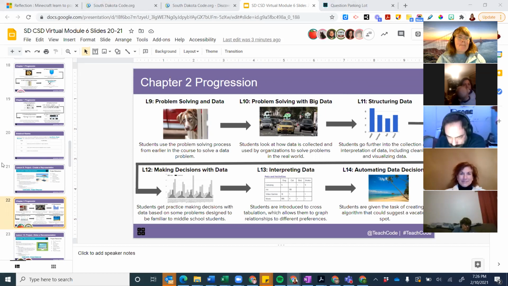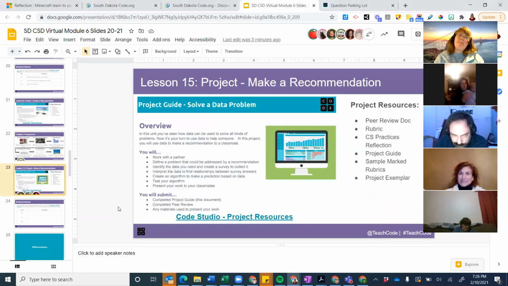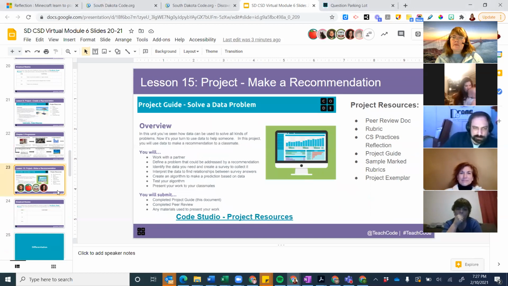So great. We're talking about all this data, and now we're going to go to slide 23, like we did before. In lesson 15, they talk about the project, make a recommendation, and I'm not going to read through the entire slide for that, but you can read through that on your own. Once again, we're just going to get a glimpse. You can see the project resources listed on the right side, and it gives you an opportunity to review those.